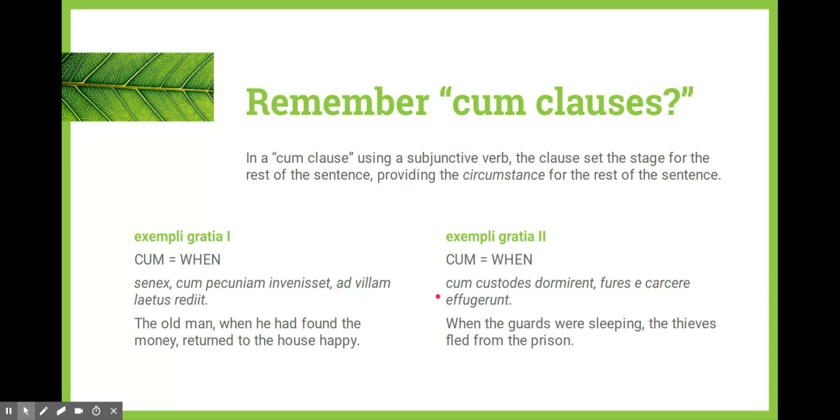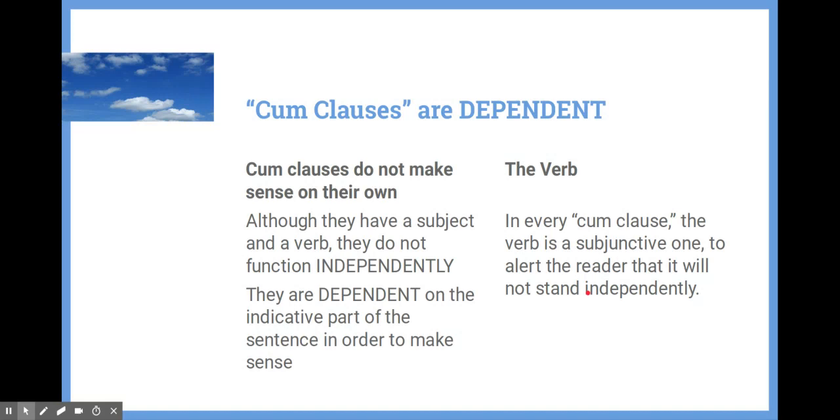In the second example, we have cum custodes dormierent, fures e carcere effugerunt. When the guards were sleeping, the thieves fled from the prison. In this phrase, the thieves fled from the prison under a certain circumstance, which is when the guards happened to be sleeping.